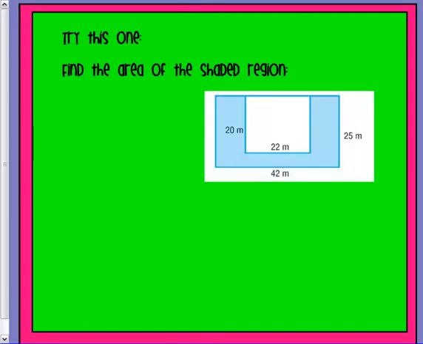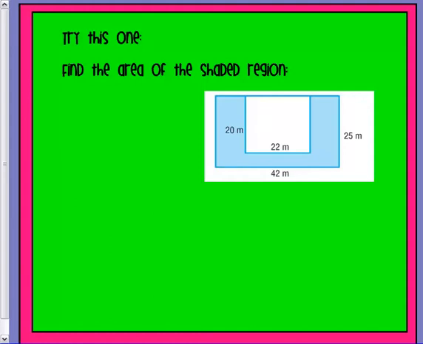Okay, go ahead and try this one. Make sure that you check yourself with my work in just a second. I'm going to show you what I did. So check in red pen when you're done. This is a rectangle and this is a rectangle. So make sure that you take it away and only find the blue.